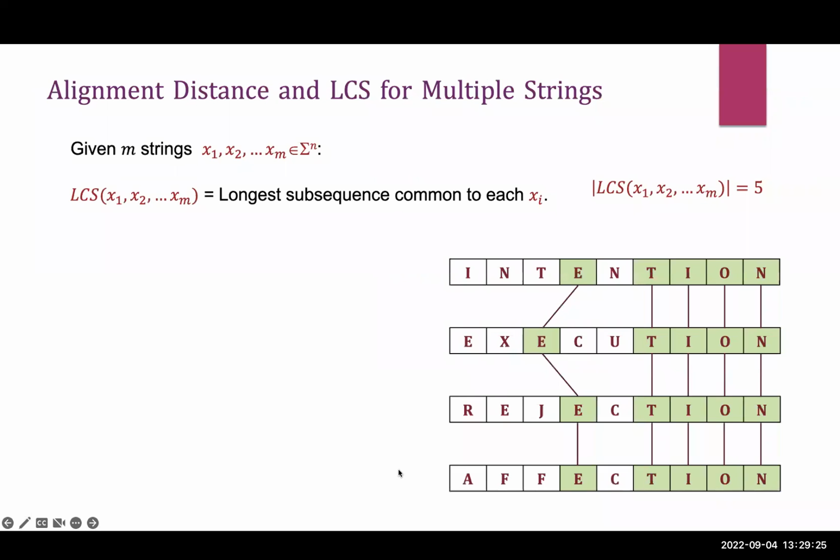In this problem, we are given m strings, each of length n over some alphabet set sigma. LCS and alignment distance are two different measures to find the similarity and dissimilarity among these strings.